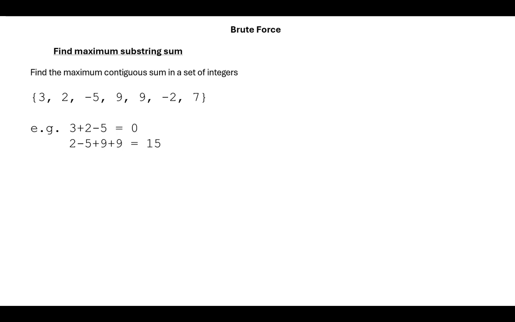Again, we're going to think about how we would do it by hand first before we try and write code. So if I'm being systematic, the first thing I would do is take 3 on its own. Then I would do 3 plus 2, 3 plus 2 minus 5, 3 plus 2 minus 5 plus 9, and so on all the way to the end. And I would be keeping track of the largest possible sum. Then I would do all possible sums starting with 2. So 2, 2 minus 5, 2 minus 5 plus 9, and so on.